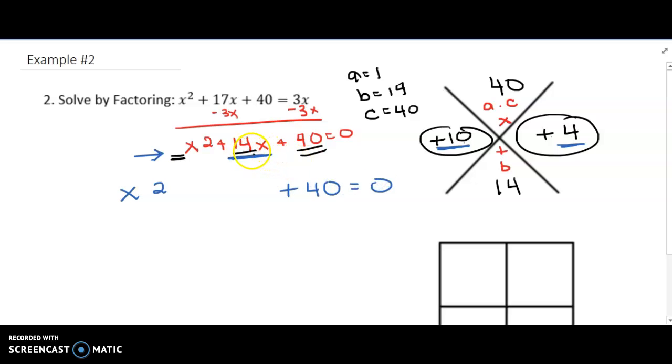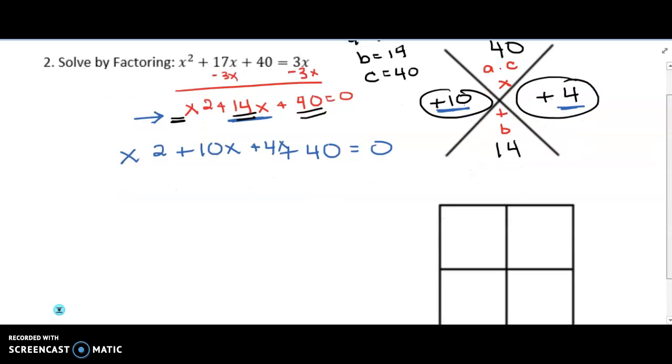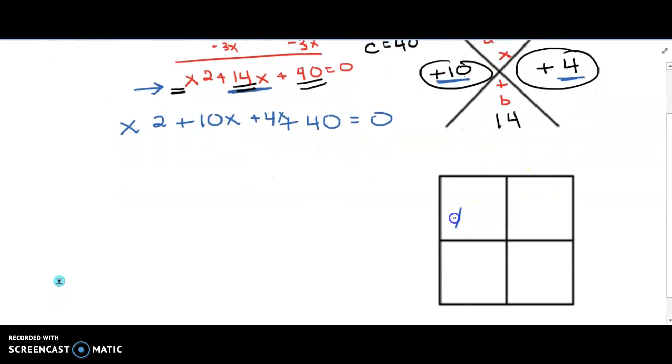Now, rather than saying plus 14x, I'm going to say plus 10x and plus 4x. Okay, so now I have x squared plus 10x plus 4x plus 40 is equal to 0. And the reason I did that is because now I have 4 terms, and I can put them in each of the smaller boxes here.